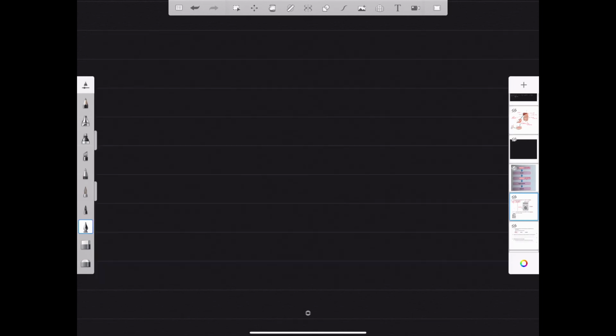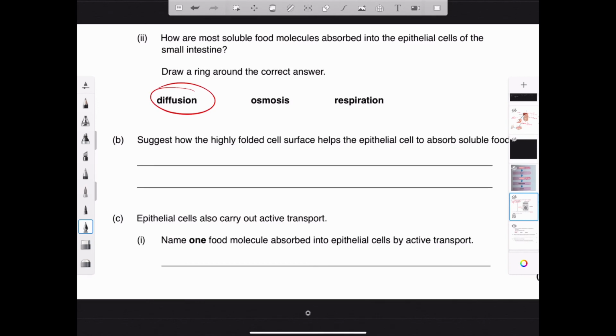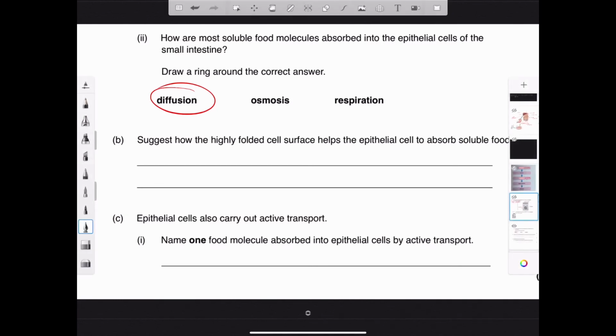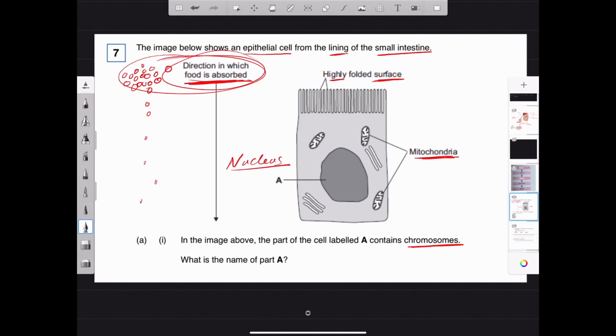All right. Moving on to the next one. It says, suggest how the highly folded cell surface helps the epithelial cell to absorb soluble food. Now, going back to the diagram. A highly folded surface increases the surface area of that region. What it means by an increase in surface area is simply that there is more area, or more region, for the molecules to be absorbed through.